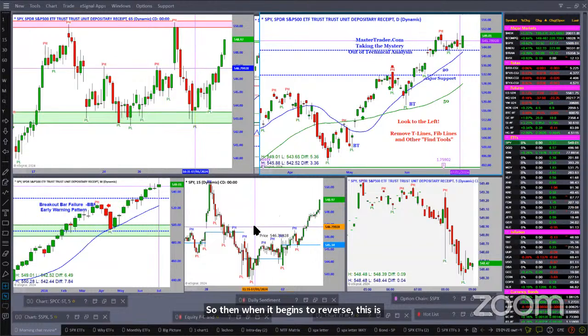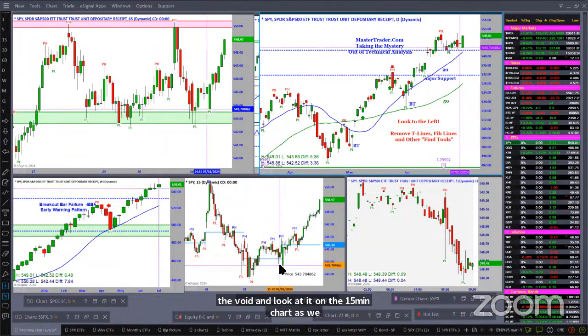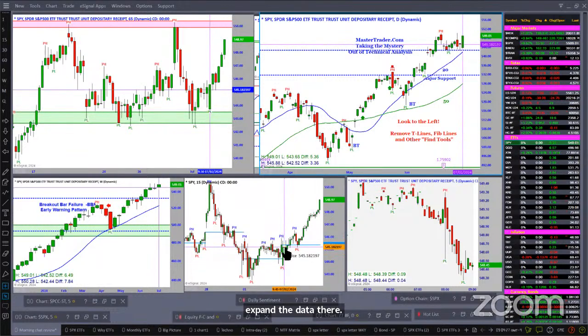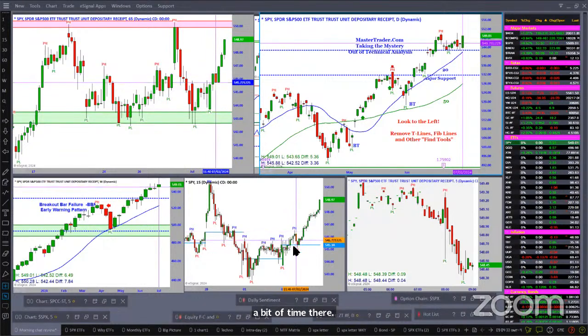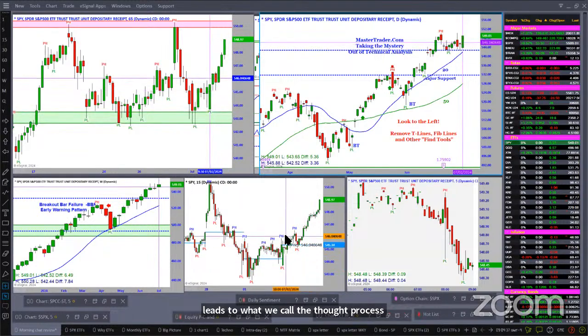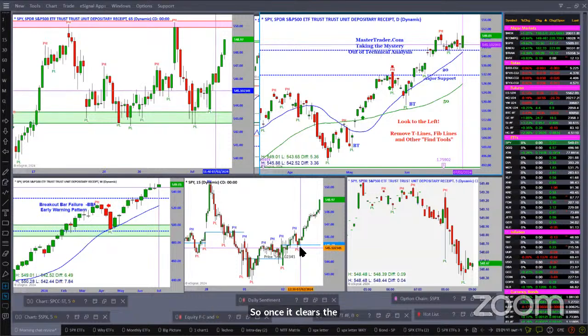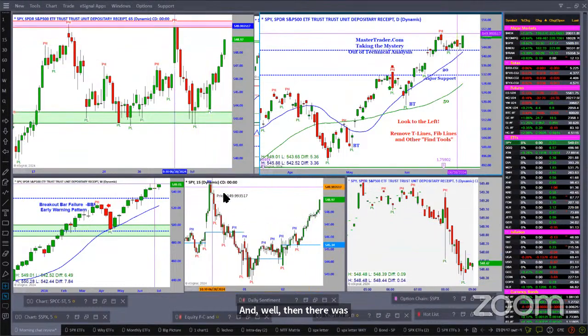And look at it on the 15-minute chart as we expand the data there. So here's the gap down, the recovery, and we spent quite a bit of time there chopping back and forth, and then it broke out. And that leads to what we call the thought process. Once it clears the resistance, the thought process is there should be buyers on a pullback. And well, then there was, and as it cleared all of that, it entered this void.